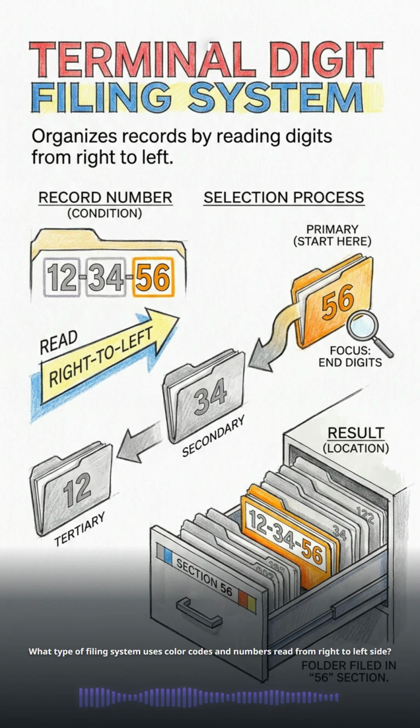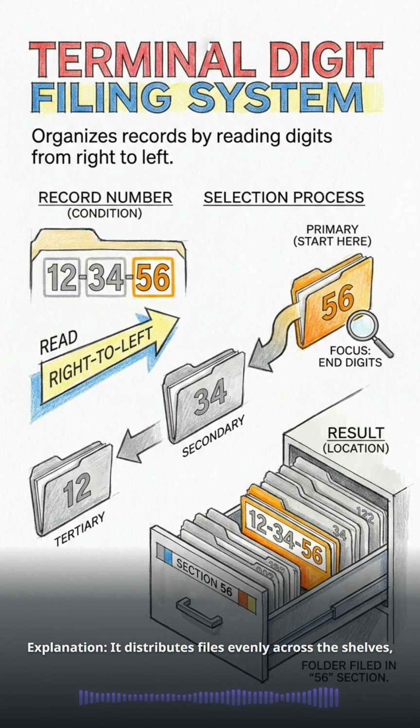16. What type of filing system uses color codes and numbers read from right to left side? The terminal digit filing system organizes records by looking at the last few numbers first. It distributes files evenly across the shelves, which prevents crowding in busy health information work areas.